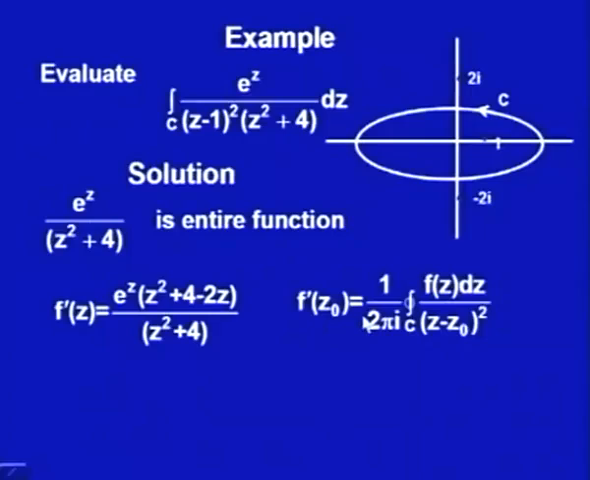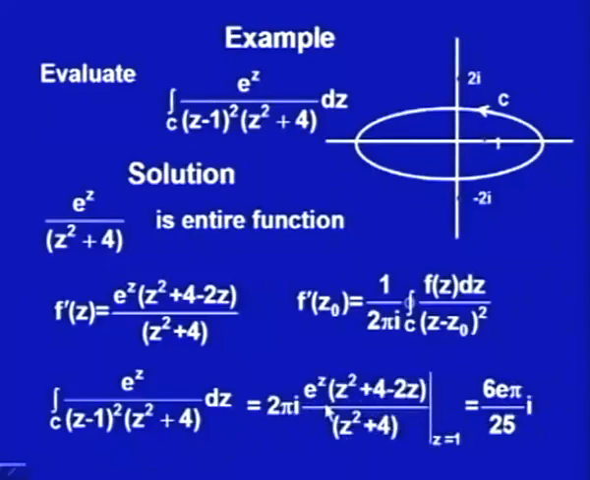So, f dash z naught, using this formula again, 2 pi i integral along the contour C, f z upon (z minus z naught) square dz, where z naught I will take as 1, I would get this integral as e to the power z (z square plus 4 minus 2z) upon (z square plus 4) whole square, evaluated at z is equal to 1. Evaluated at 1, you will get 6 e pi over 25 i.